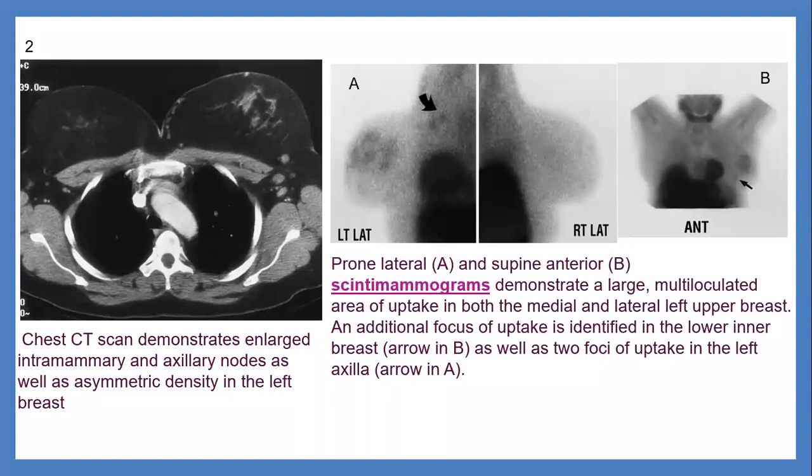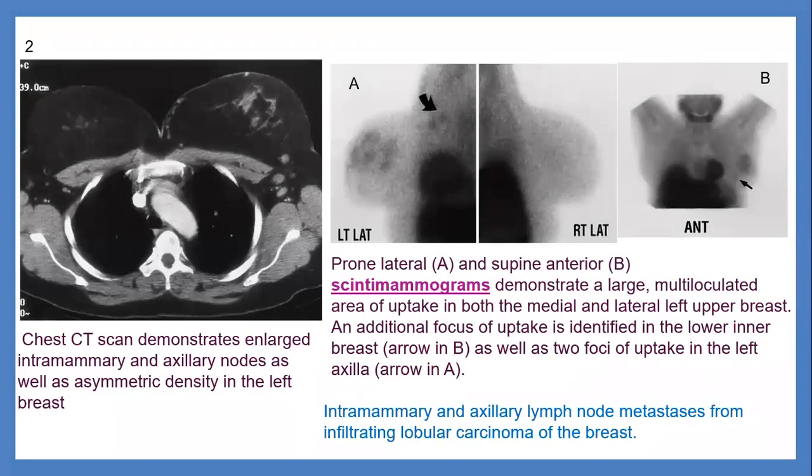So scintigraphy demonstrates a large multiloculated area of uptake in both the medial and lateral left upper breast, and an additional focus of uptake is identified in the lower inner breast. We don't know that focus exactly, as well as 2 foci of uptake in the left axilla. In the left axilla, you can see this uptake is most likely adenopathy. So intramammary and axillary lymph node metastasis from infiltrating lobular carcinoma.